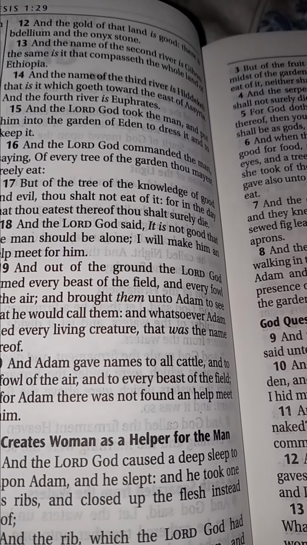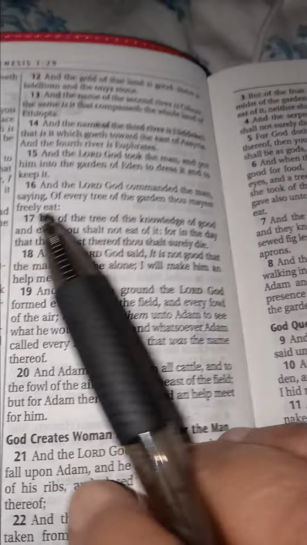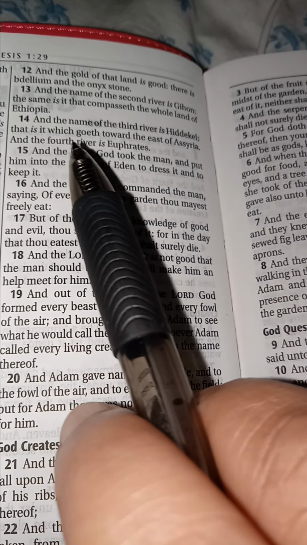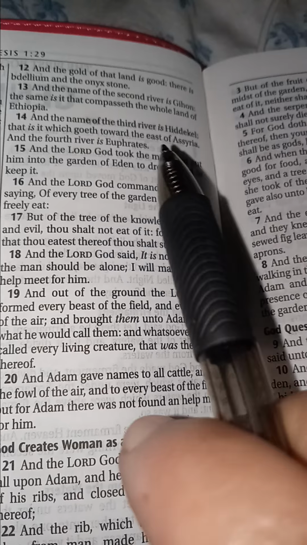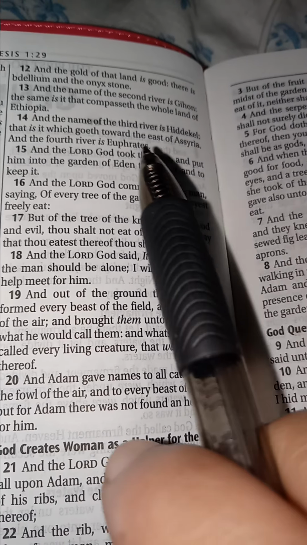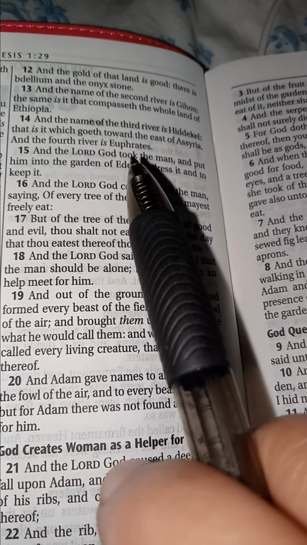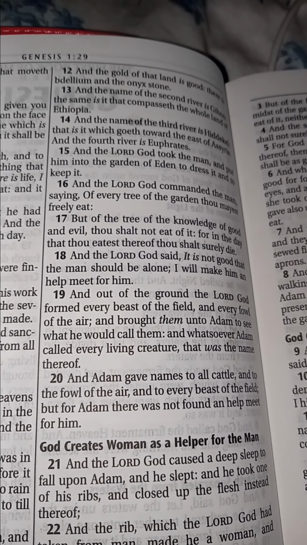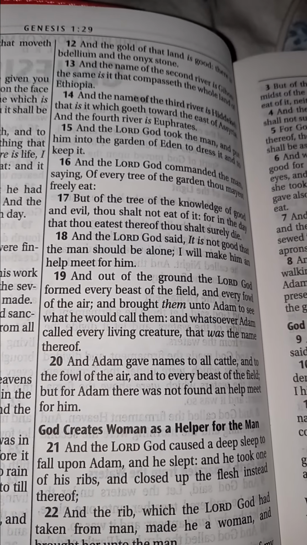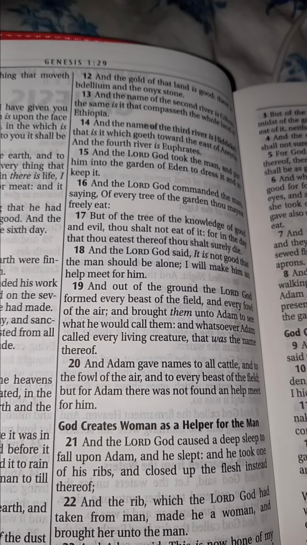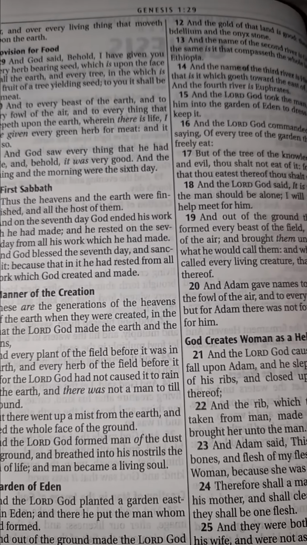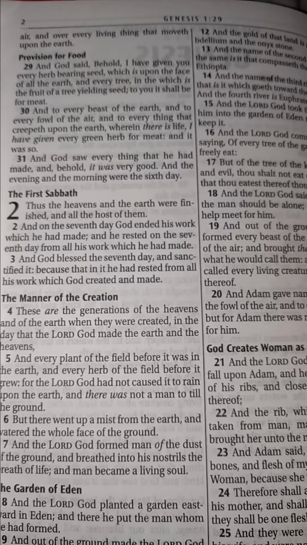So we named the second river. Genesis 2:14, we're going to name the third river. And the name of the third river is Hiddekel. That it is which goeth toward the east of Assyria. And so the third river goes all the way to Assyria in the Middle East. And the fourth river is Euphrates. The Euphrates River is located in Turkey, Syria, and Iraq. So that is how you know the Garden of Eden is in East Africa, near Ethiopia.